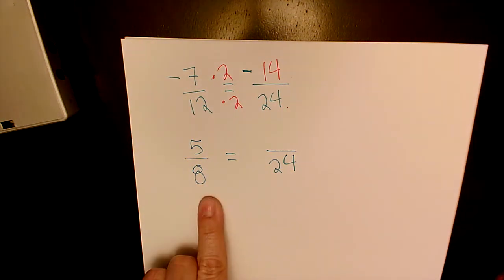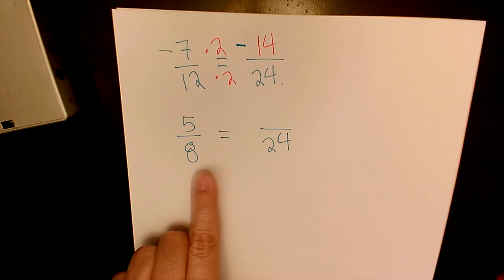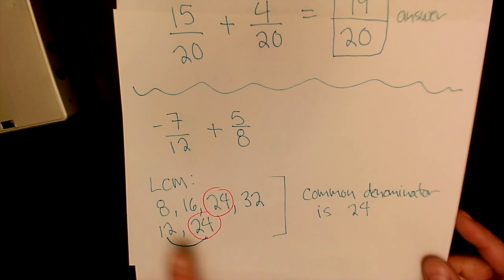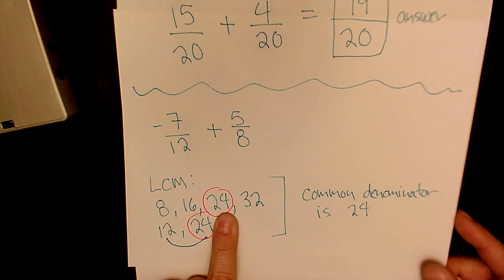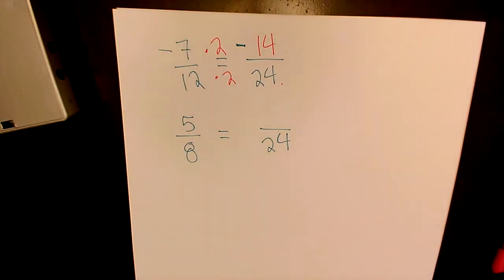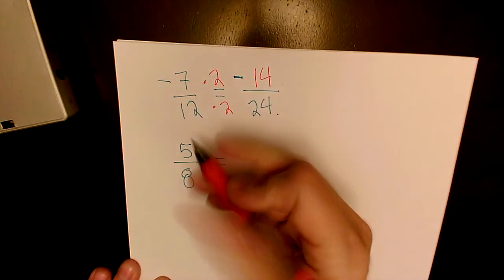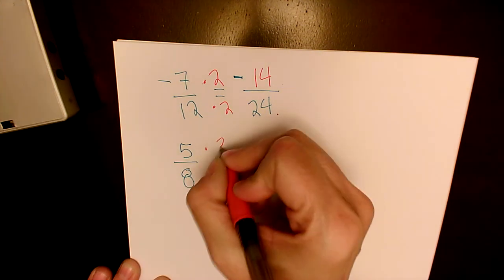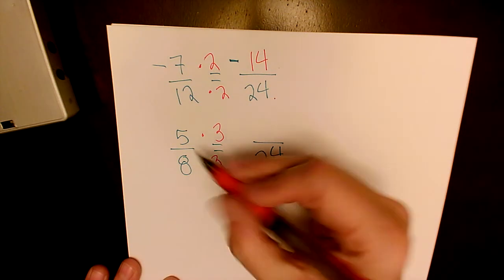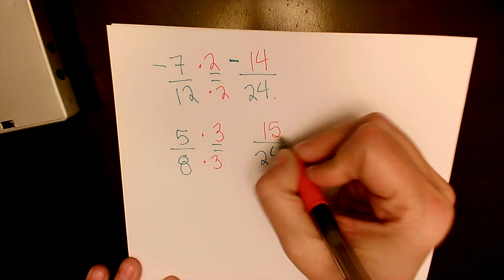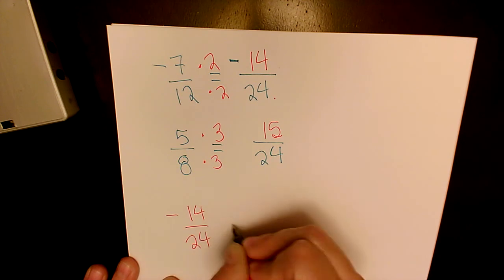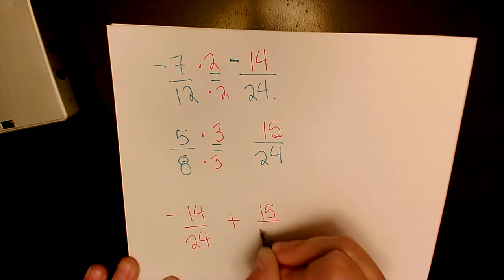And then if you're having trouble determining what times 8 gets you to 24, if we go back to LCM, 1, 2, it's 3. So that LCM can help us in a couple different ways. So 8 times 3, 5 times 3. So 5 times 3 is 15. So I've got negative 14 over 24ths and 15 over 24ths.